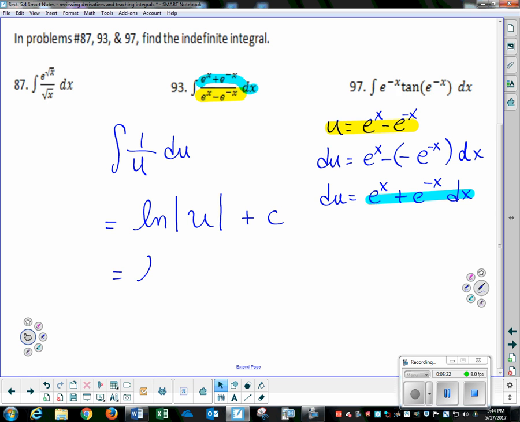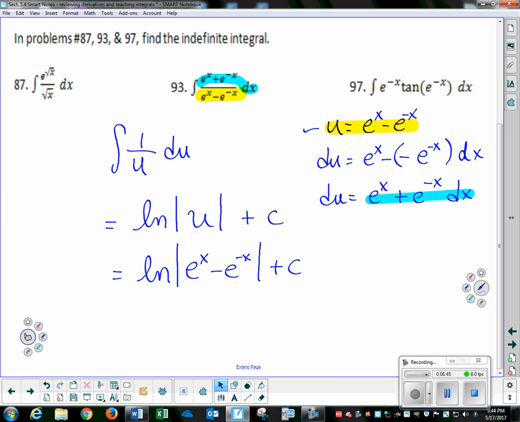And then we don't want to leave it with absolute, or the u, so we'll change it back. I'm looking over here now to the yellow again, and it says u is equal to e to the x minus e to the negative x. And unfortunately, there's nothing we can do to simplify on that. That's our answer.